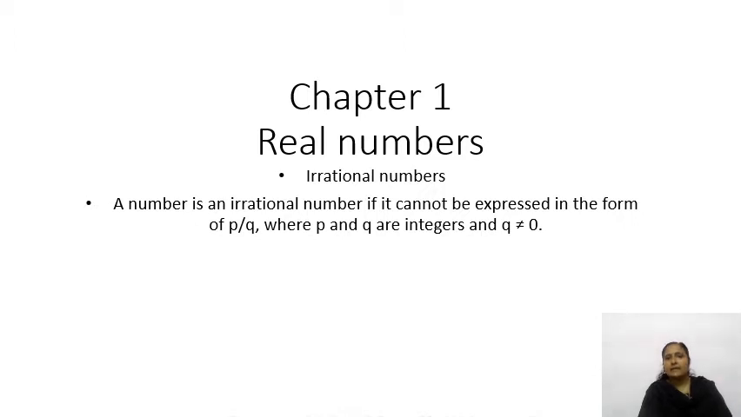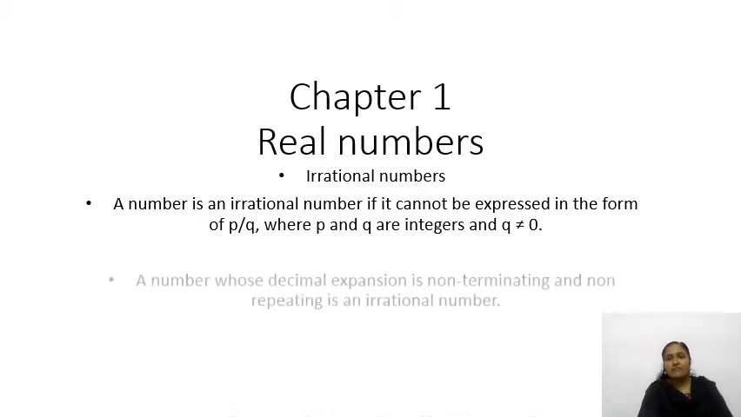A number is an irrational number if it cannot be expressed in the form of p by q, where p and q are integers and q is not equal to 0. So the simple meaning is a number is irrational if it is not a rational number, because a rational number only can be expressed in the form of p by q.